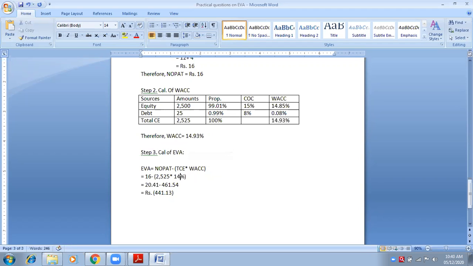WACC is 14.93 percentage. So, 16 will be written same until we solve the bracket. 16 will be written same. Now solve the bracket, open the bracket. 2525 into 4.93 percentage. Don't forget the sign of the percentage, it is very important. Otherwise the answer will be wrong. Yes, tell me. Open the bracket.